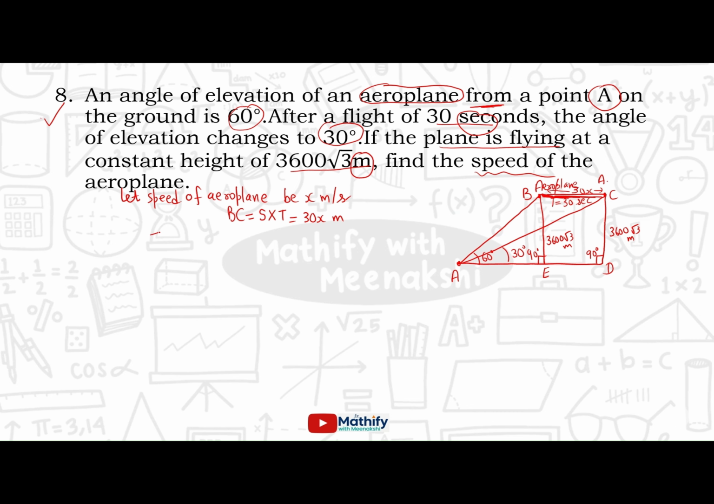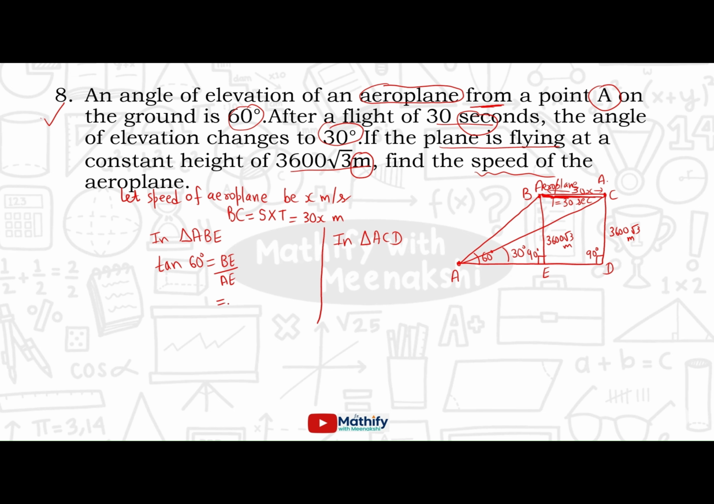Okay. Now we'll select two triangles. One, ABE. For 60° I'm selecting ABE, and for 30° I'm selecting ACD. Which trigonometry ratio we'll use here? Just see carefully. We know height and what we have to find? Speed. That means we have to find x, and x we have written on BC. That means base. So we have to take again tan. 90% of the questions we have to use tan only. So we'll write tan 60 degree is equal to P by B. That means BE by A.